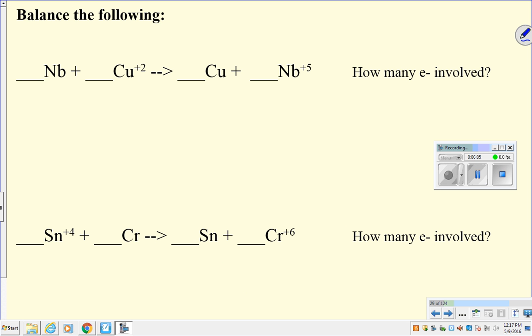I'm going to have you try the next 2 on your own. Please keep in mind I did throw a little trick at you on the last one. So pause this for a minute and try these 2 reactions.